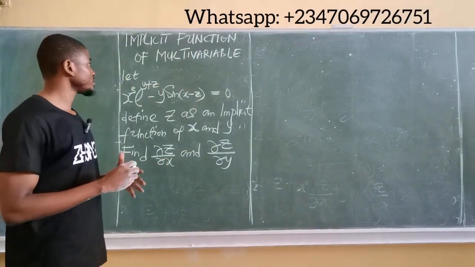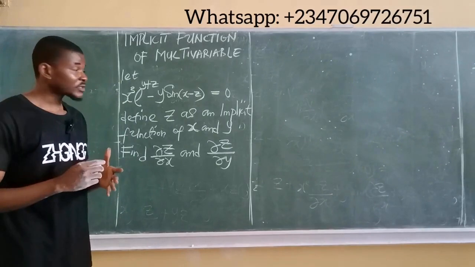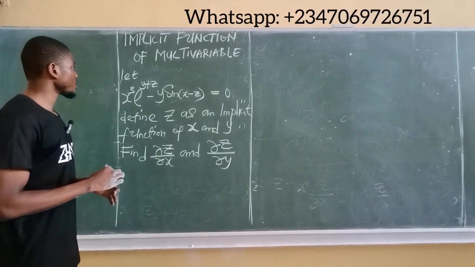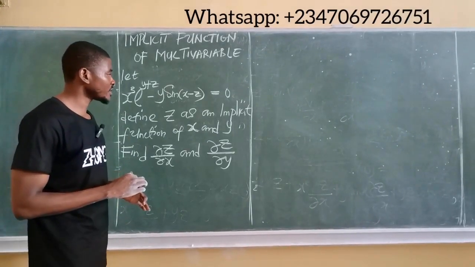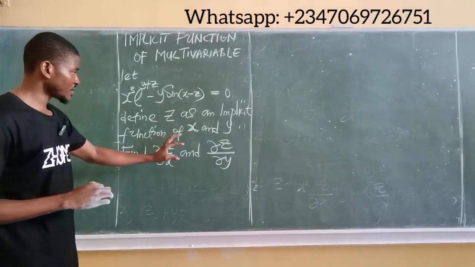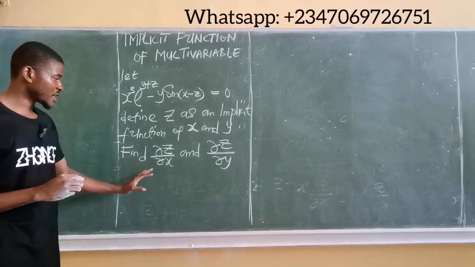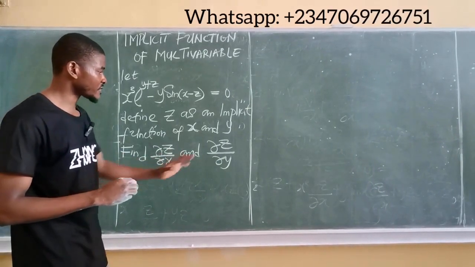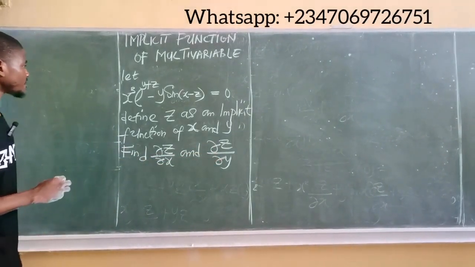So to follow up our series on implicit functions of multivariables, let's consider we are given the problem. Let x cubed exponential y plus z, minus y sine x minus z, equal to 0, define z as an exponential function of x and y. The question says, find the partial derivative of z with respect to x and find the partial derivative of z with respect to y. Okay, now let's bring out the function and see.